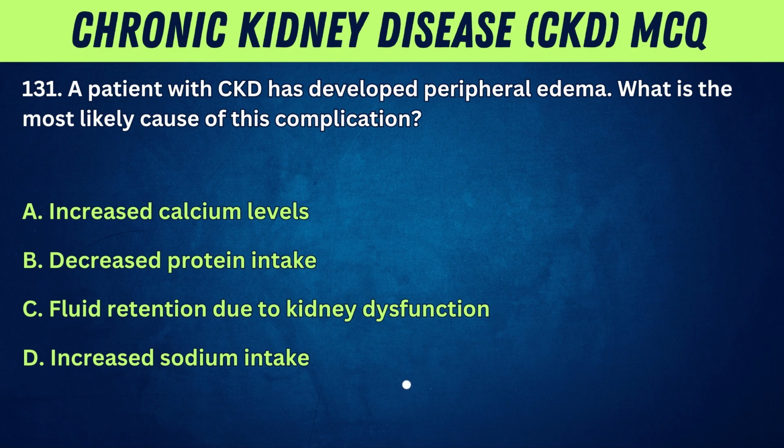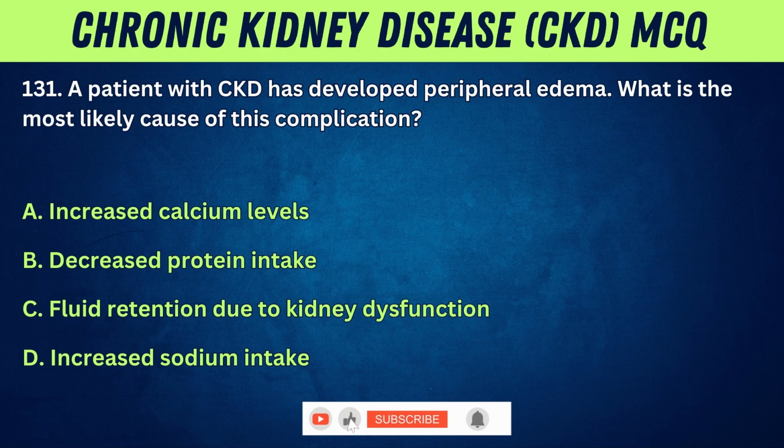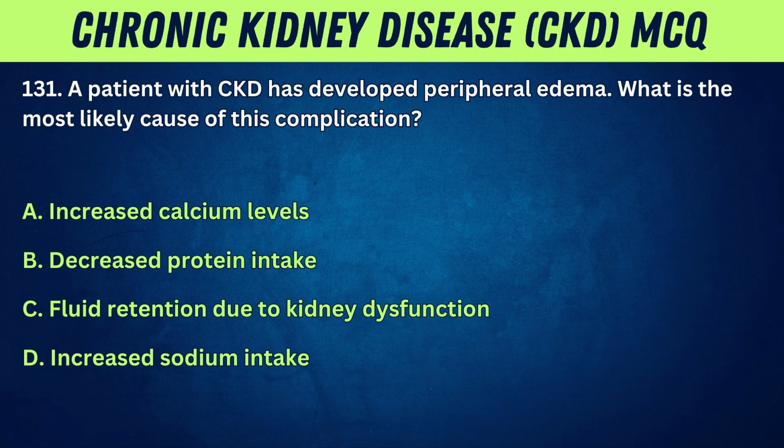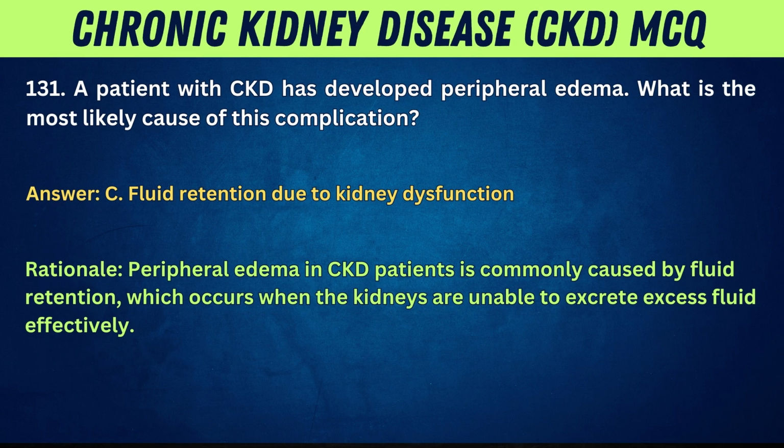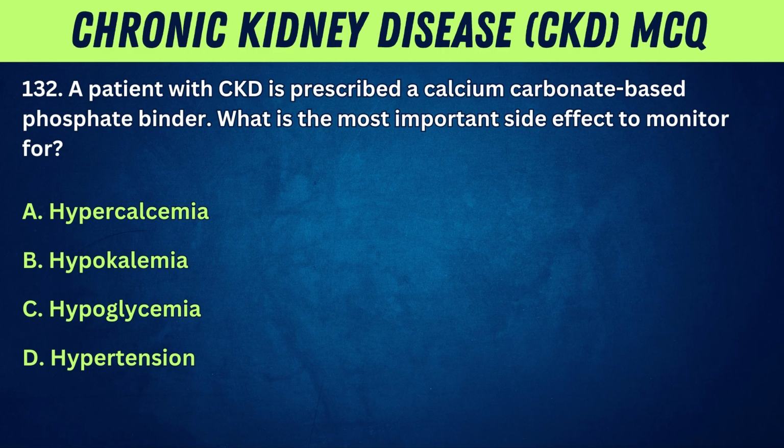131. A patient with CKD has developed peripheral edema. What is the most likely cause of this complication? A. Increased calcium levels. B. Decreased protein intake. C. Fluid retention due to kidney dysfunction. D. Increased sodium intake. Answer: C. Fluid retention due to kidney dysfunction. Rationale: peripheral edema in CKD patients is commonly caused by fluid retention, which occurs when the kidneys are unable to excrete excess fluid effectively.